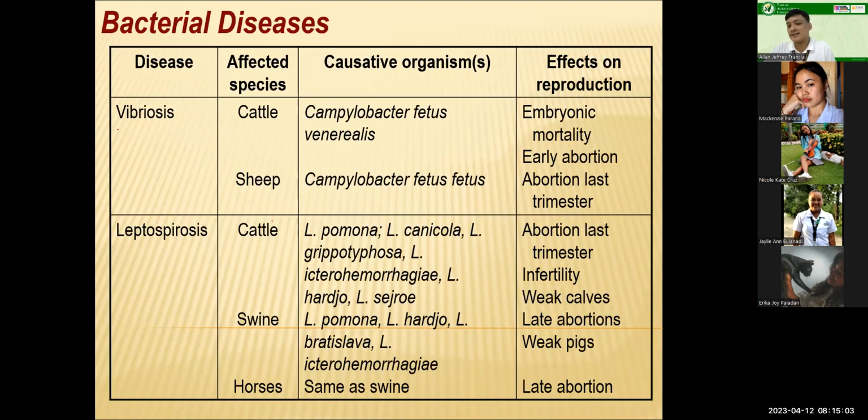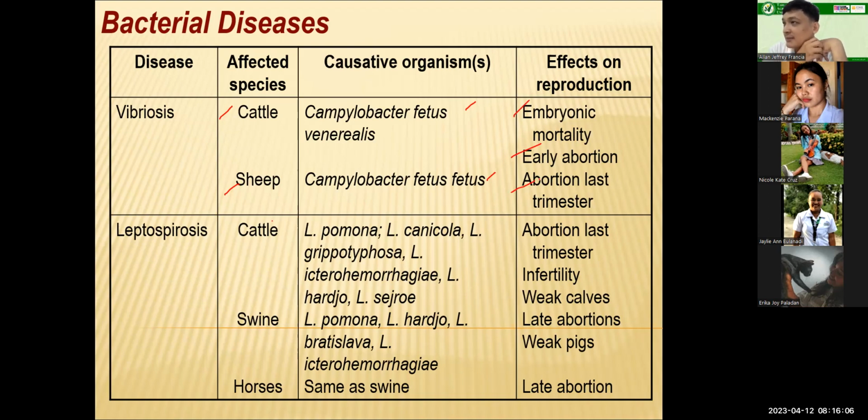bacterial diseases. One is we have the vibriosis. Vibriosis is caused by Campylobacter species of bacteria, like we have the Venerealis and we have the Fetus. And these are the specific animals that could be affected by this species of bacteria. We have the large ruminant and then we have the small ruminant. So these are the effects of vibriosis in this species of animal. Embryonic mortality. When we say embryonic mortality, namamatay, no? Namamatay yung developing embryo. And possibly, we have also the early abortion. Early abortion. And last, we have for the sheep, this will be abortion during the last trimester.